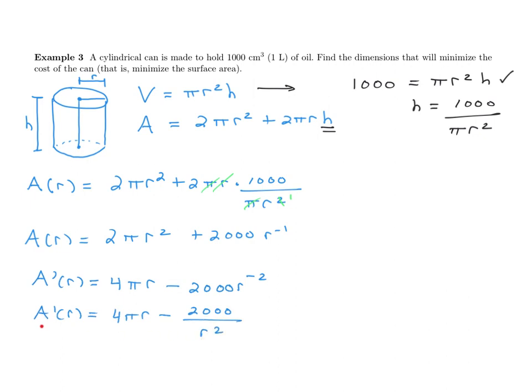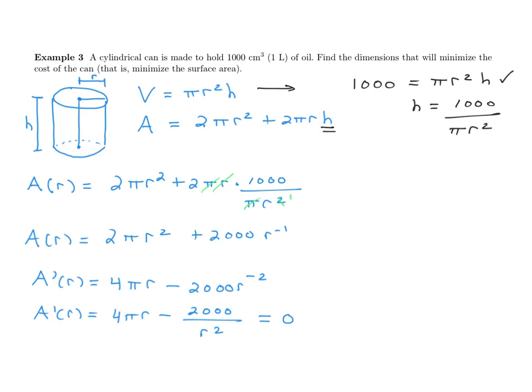0 is a critical number because it makes the derivative undefined. However, r can't be 0. You can't construct a cylindrical can with no radius. So for that reason, we only have to worry about positive values of r. This means I only need to check where the derivative is equal to 0. That is, where does 4 pi r minus 2,000 over r squared equal 0?